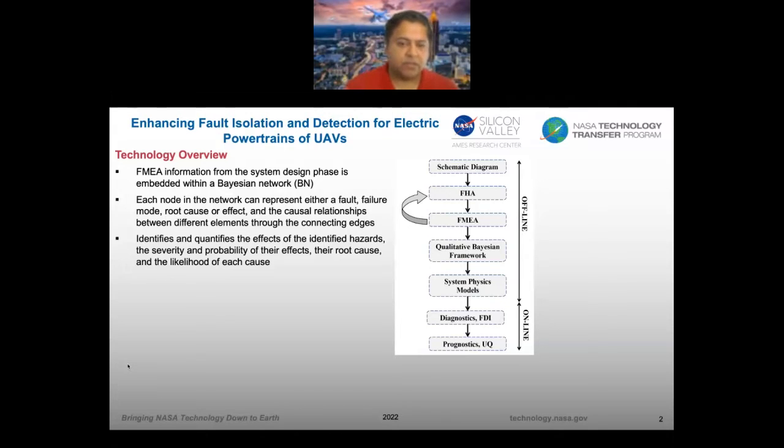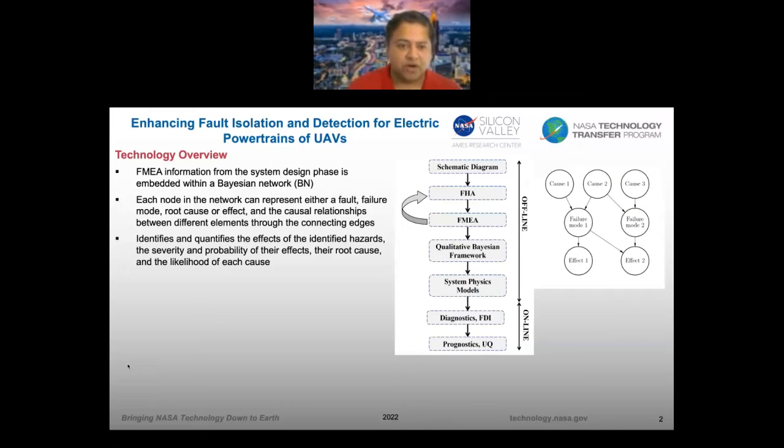So that's the combination of work we have done: using prior information and then applying a Bayesian framework to it. Each node in the network is represented by a fault, a failure mode, a root cause, or an effect. There is a causal relationship between these nodes, which gives you fault detection first of all, and then as you climb up the chain, you are able to isolate the fault. So you are able to exactly detect where the fault is.